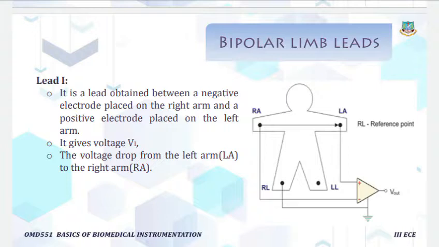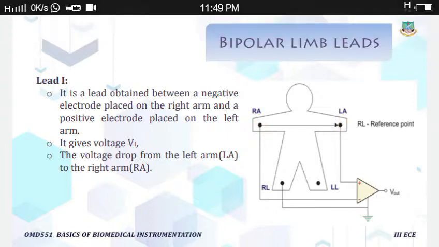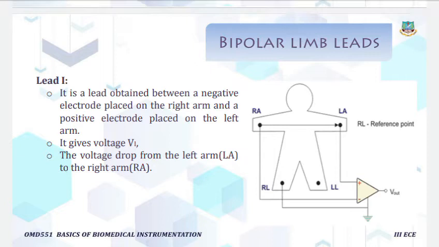Here the voltage drop is from left arm to right arm. This is just the lead 1 system, where we are connecting the lead and how we are measuring. Here the voltage drop is from the left arm to the right arm.